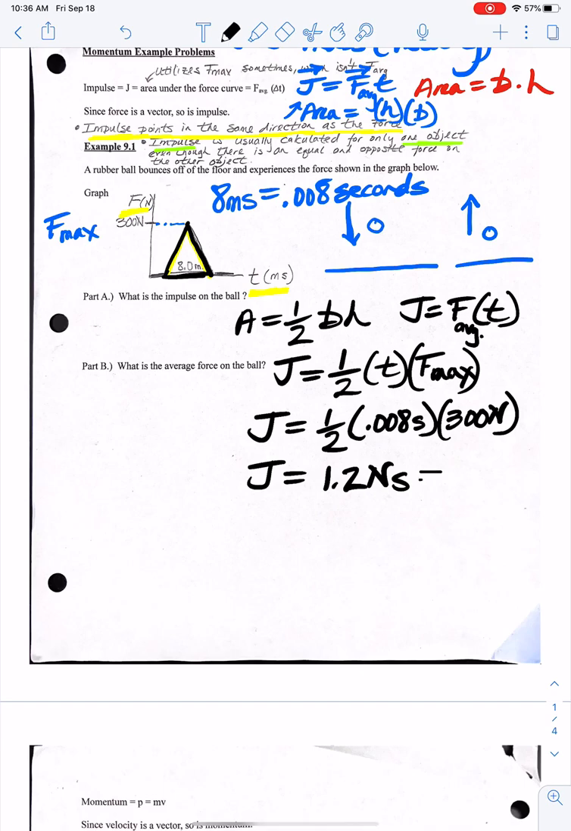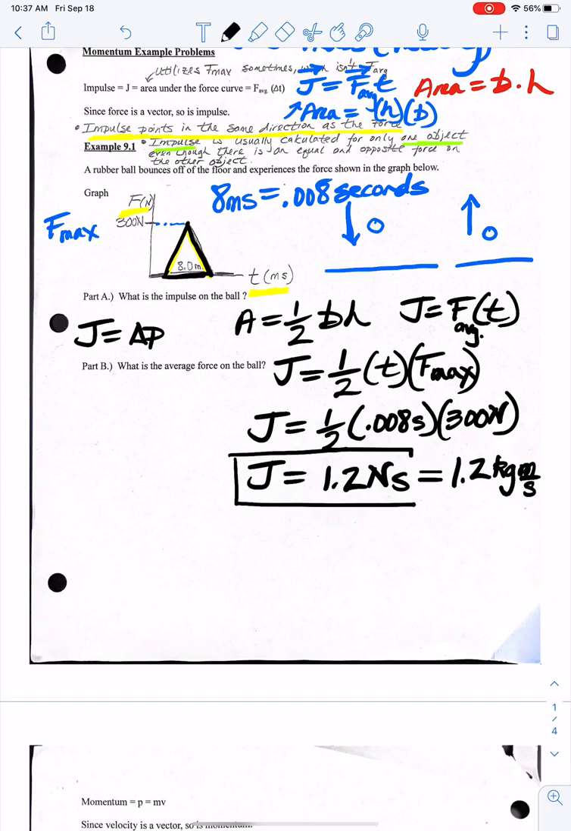We can also report that in terms of momentum. And so we could have our units of momentum, which is usually seen as kilogram meters per second. The reason for that is that J, impulse, is also equal to delta P. So anyways, we got an answer there for our impulse.